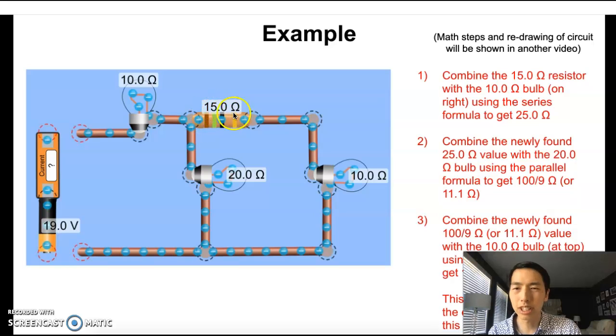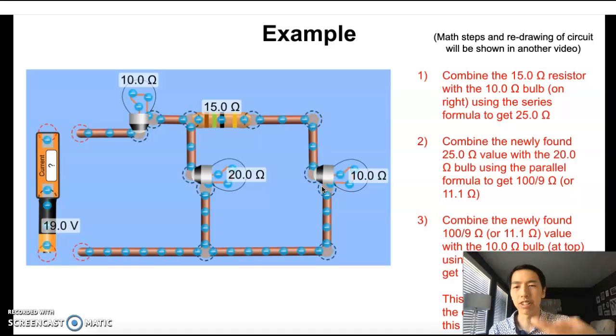So I'm going to take the 25 ohms that I just calculated. That's one pathway, in parallel to this 20 ohm light bulb pathway. So I've got two pathways in parallel, and I'll combine them using the parallel formula, the one with the reciprocals. I have to do 1 over 20 plus 1 over 25. I add them together, get a common denominator, and that adds up to 9 over 100.